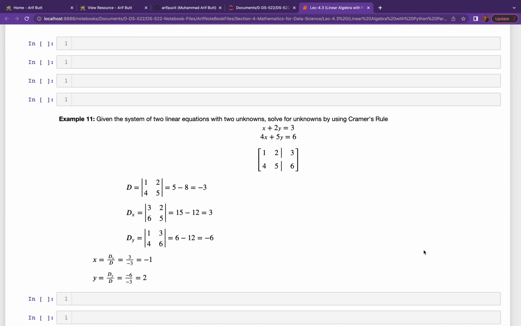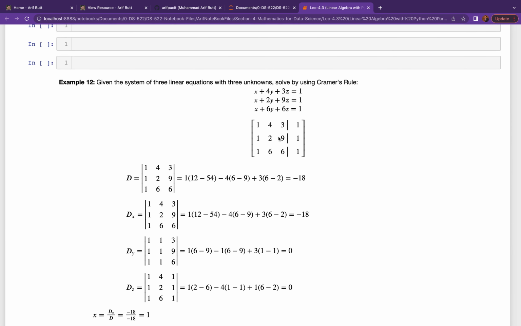Let me do it on a system of linear equation having two unknowns. So this is the determinant of this matrix. dx, we replace this first column 1, 4 with 3, 6. dy, we replace this second column, that is 2, 5 with 3, 6. We find the determinant of all these and we find x and y, and if you put x is equal to -1 and y is equal to 2 in these two equations, these are satisfied. Great. So this is what the Cramer's rule is. Please do the math, do practice, and let me move ahead.